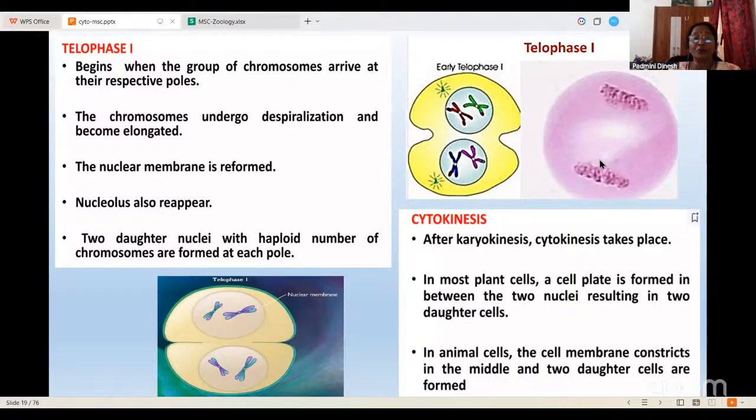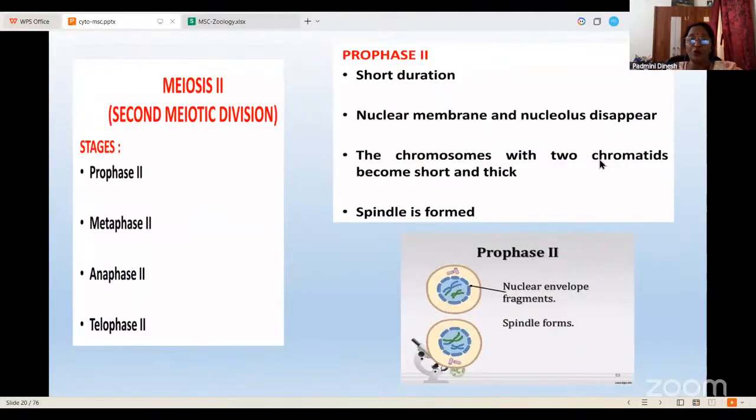Now, the 46 has to become 23. So they have to undergo the next division, that is meiosis 2 division. In the meiosis 2 division, the same stages occur: prophase 2, metaphase 2, anaphase 2, and telophase 2. What is happening? Prophase 2 is of very short duration. The nuclear membrane and the nucleolus disappear fast, and then the spindle fiber is formed.